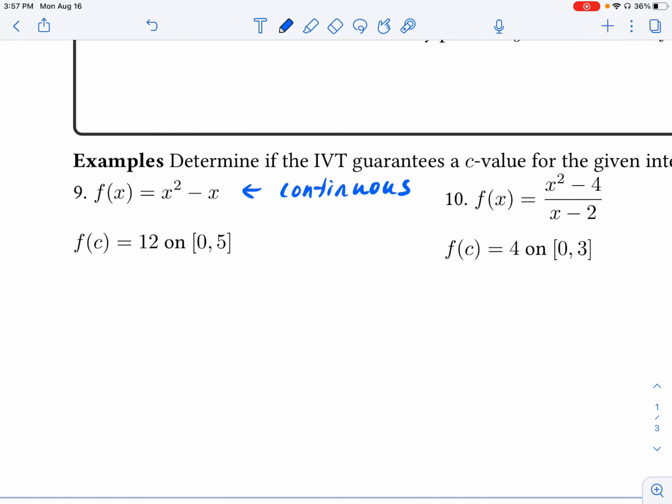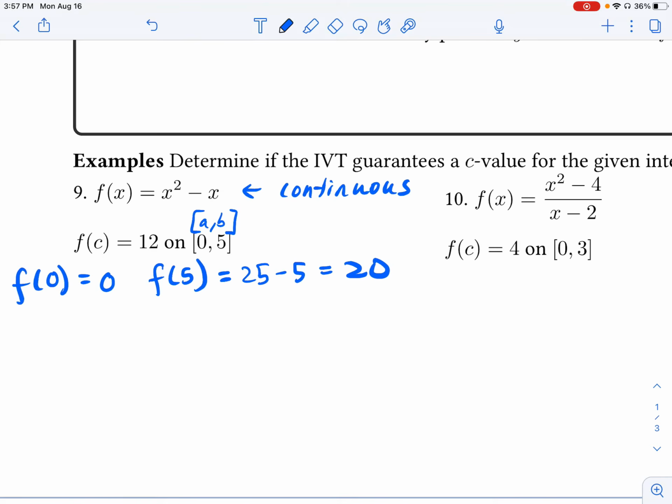Now, if that is true, then let's look at our closed interval here. What is f of a, or f of 0 in this case? When I evaluate the function at 0, I get 0. What is f of b? So f of 5. Well, 25 minus 5 is equal to 20. Now, ask yourself, is 12 in between 0 and 20? And the answer is yes.